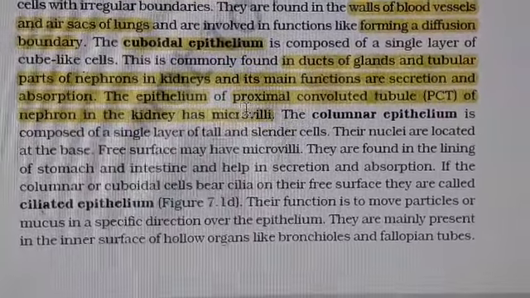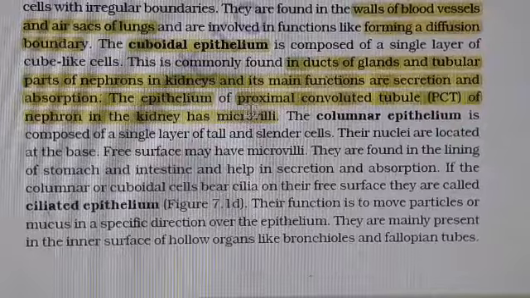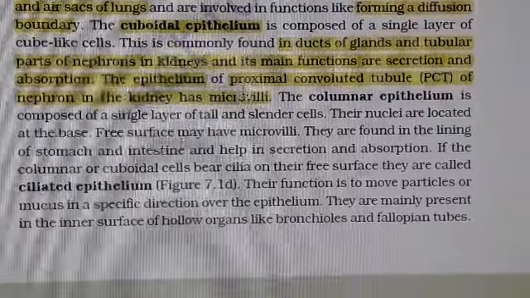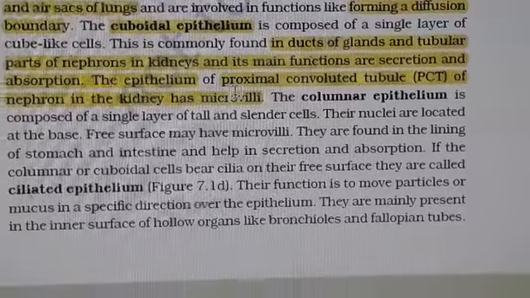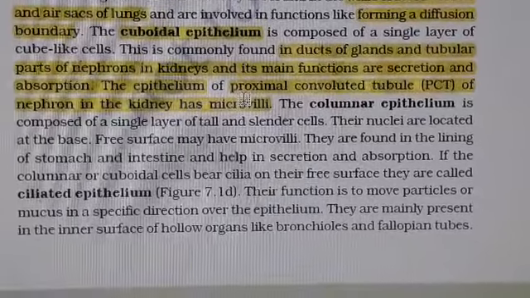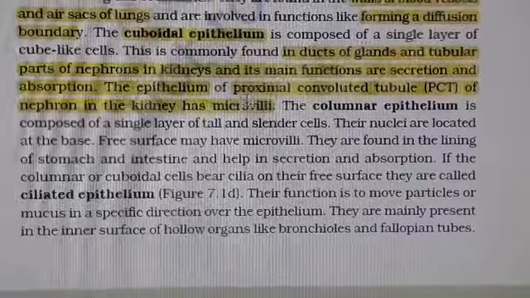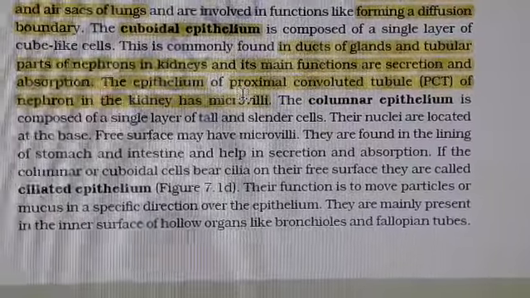The columnar epithelium is composed of a single layer of tall, slender cells. Their nuclei are located at the base. The free surface may have microvilli. They are found in the lining of the stomach and intestine, and help in secretion and absorption.